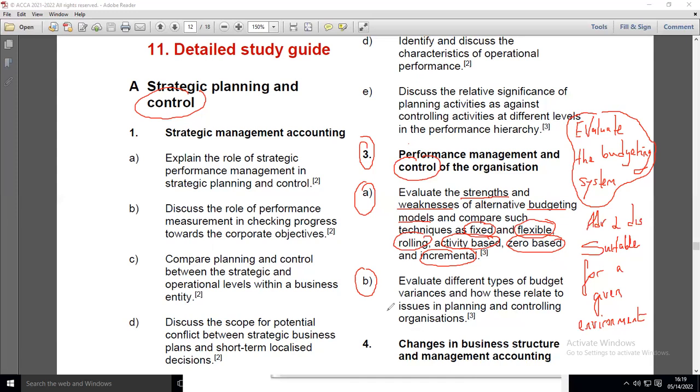On top of that, linked to our responsibility accounting, remember responsibility accounting, what is one of the items that we spoke about a lot? Controllability. That KPIs must be controllable. We should not evaluate people's performance on what they cannot control. So the issue of controllability comes in part B: evaluate the different types of budget variances and how these lead to issues in planning and control organizations.